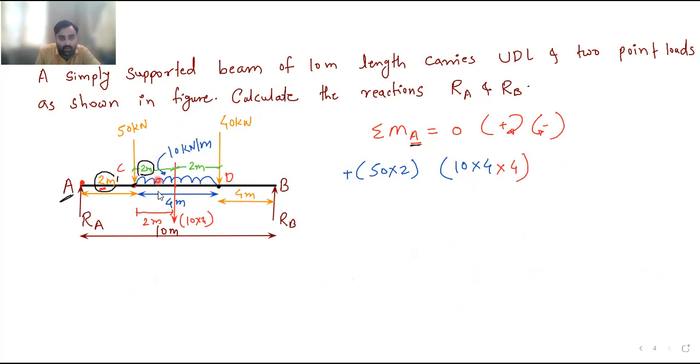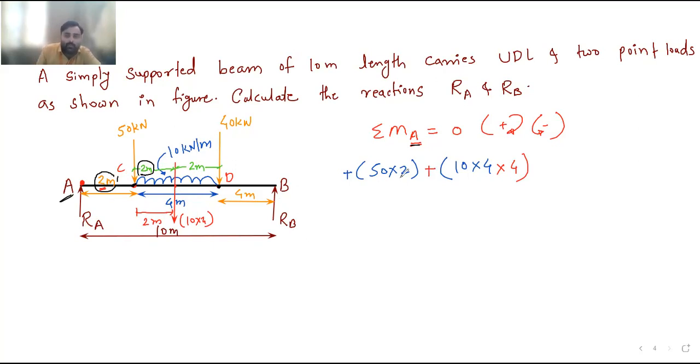If I take it in downward direction and rotate it about the point, what is the direction? What is the direction? Clockwise. So it is plus or minus then?